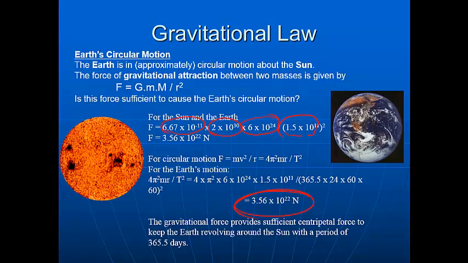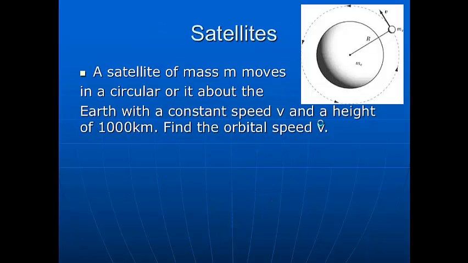This is basically where our laws came from. People fiddling around with the mathematics worked this out. But we can use it for new things, such as satellites. If you've got a satellite of mass m that's moving in a circular orbit around the Earth with a constant speed and a height of, say, 1,000 kilometers above the Earth's surface, what would the orbital speed be? We can use the same equations. What we're doing is equating our centripetal force with our gravitational force.